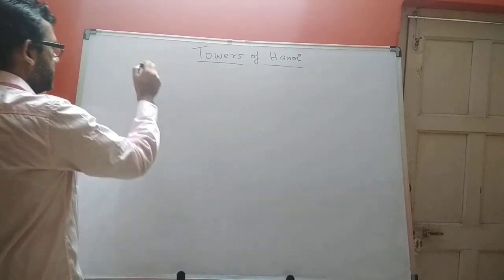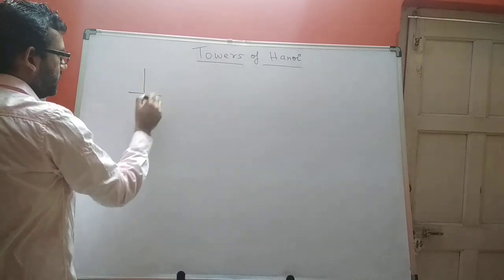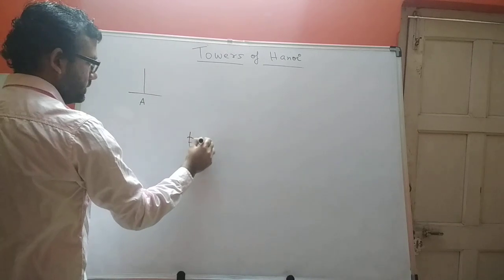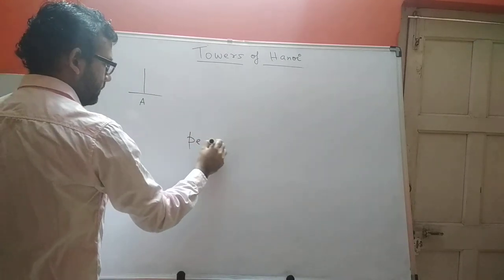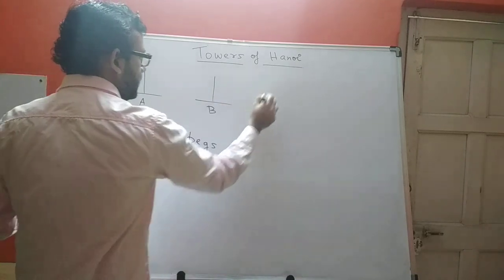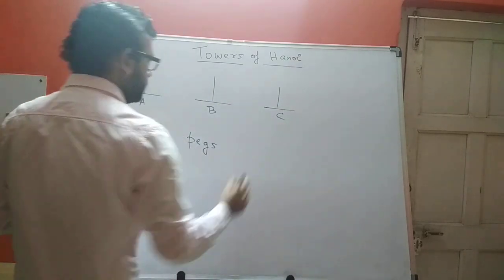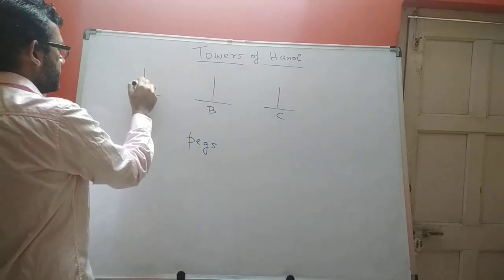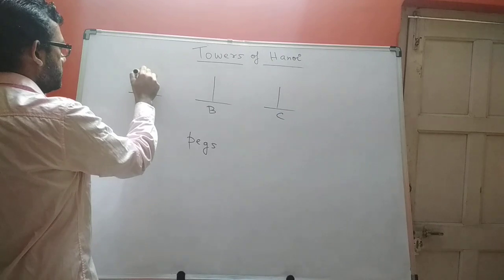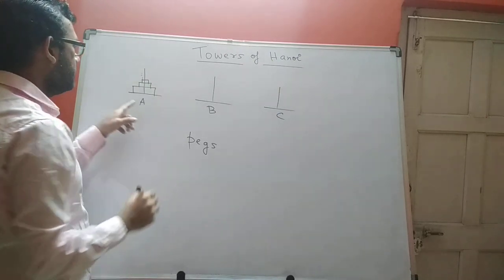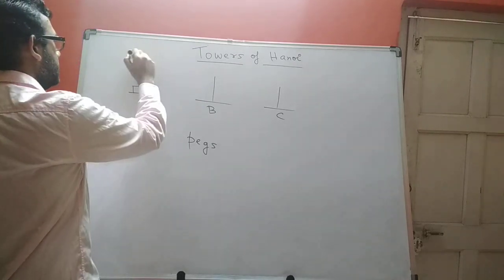You will be given three pegs, A, B, and C. These are known as pegs. And you will be given n number of discs on peg A.